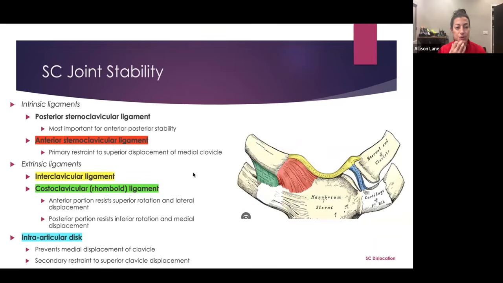So in regards to SC joint stability, because of that lack of bony congruence, the joint stability is really provided by these two sets of ligaments, the intrinsic and the extrinsic ligaments, as well as this intra-articular disc. So intrinsic ligaments, you have the anterior sternoclavicular ligament here, and then the posterior is on the posterior side. And then you have those extrinsic ligaments. So you have this interclavicular ligament here, and then you have the costoclavicular ligament here. And then you have an intra-articular disc as well. So that provides the majority of the stability since those bones aren't so congruent.